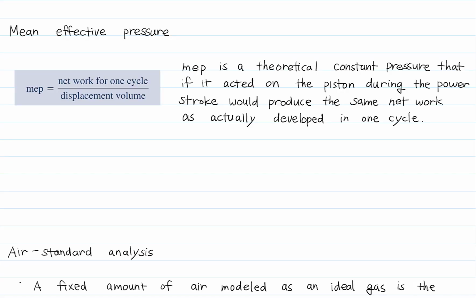Another term we often use in the internal combustion engine is the mean effective pressure. The mean effective pressure is defined as the net work for one cycle divided by displacement volume. The net work can be expressed as W net equals MEP times displacement volume.